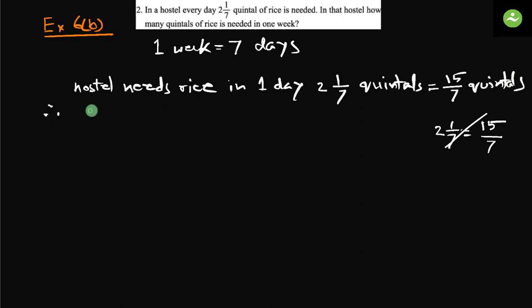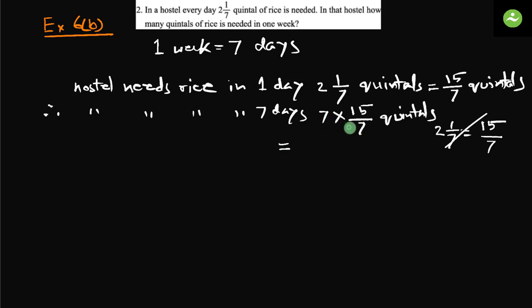Therefore, the hostel needs rice in 7 days. 1 week means 7 days. We will multiply by 7, because 1 day needs this much. So 7 days need 7 multiplied by 15 over 7 quintal, equals to.